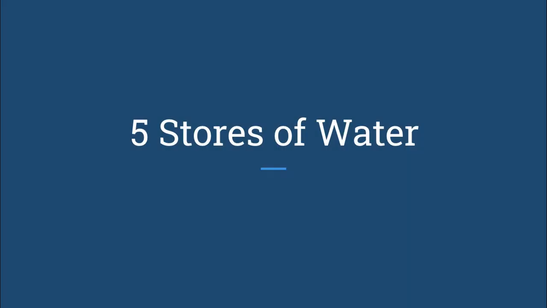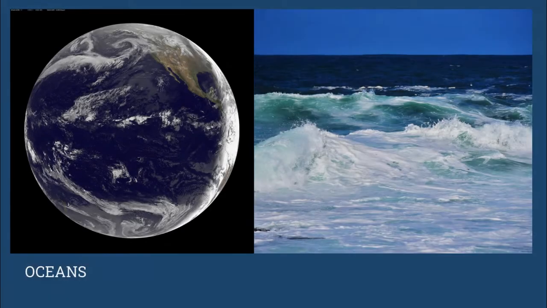To begin, let's talk about where water can be on Earth. We call the locations that water can be stores of water. The biggest store of water on Earth is the ocean. On the left here, you'll see the Pacific Ocean. You might notice that it looks like half the Earth is covered in the Pacific Ocean, and that's because it is. Oceans are enormous stores of water.